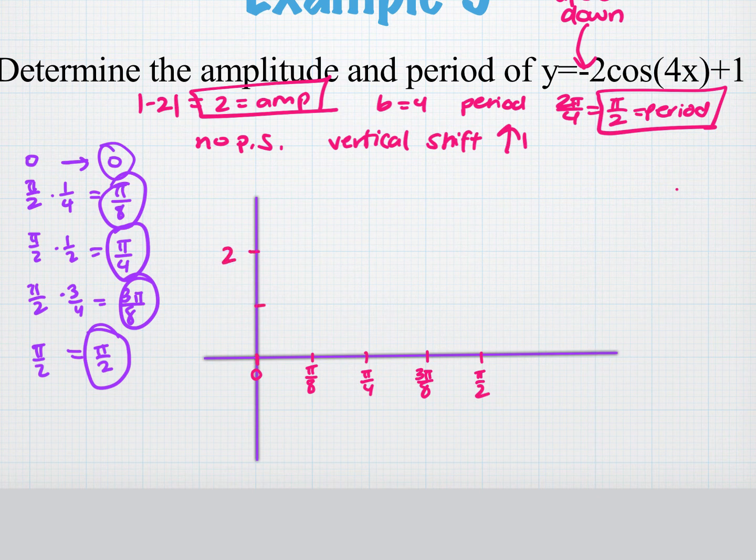Amplitude is 2. It's cosine, but it is negative cosine, which means I'm going to start at -2, go up to 0, up to 2, down to 0, down to -2. Without my vertical shift, that's what my graph would look like. But the vertical shift is up 1. So all these points get shifted literally up 1. This goes to here, here, here, here, and here.